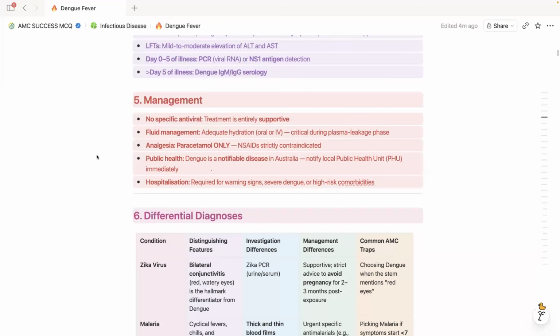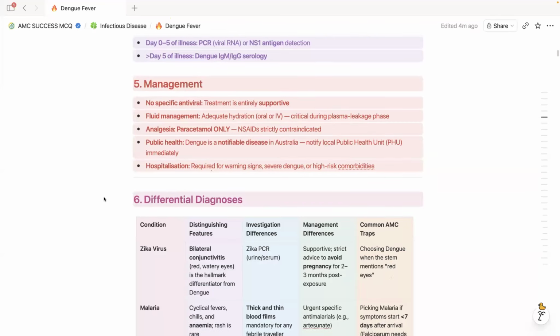Management of dengue: there is no specific antiviral, and it's almost entirely supportive care, fluid management, adequate hydration, oral or IV, critical during the plasma leakage phase. Analgesic: paracetamol only, NSAIDs are strictly contraindicated. Public health: dengue is a notifiable disease. We have to notify the public health unit immediately. Hospitalization is required with a warning sign, severe dengue syndrome, or high-risk comorbidities; we will admit the patient.